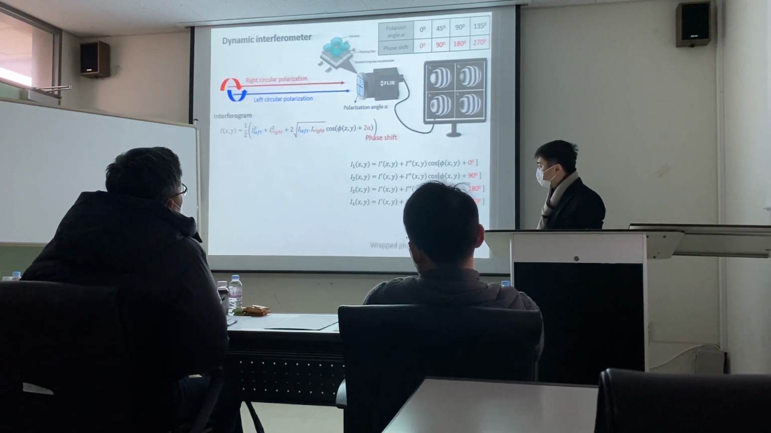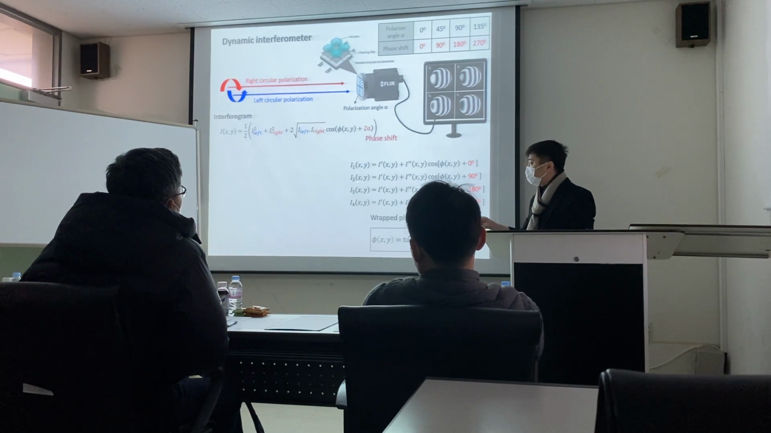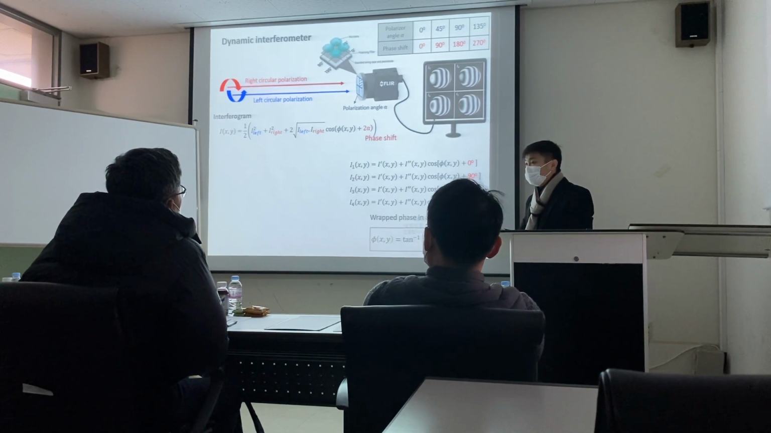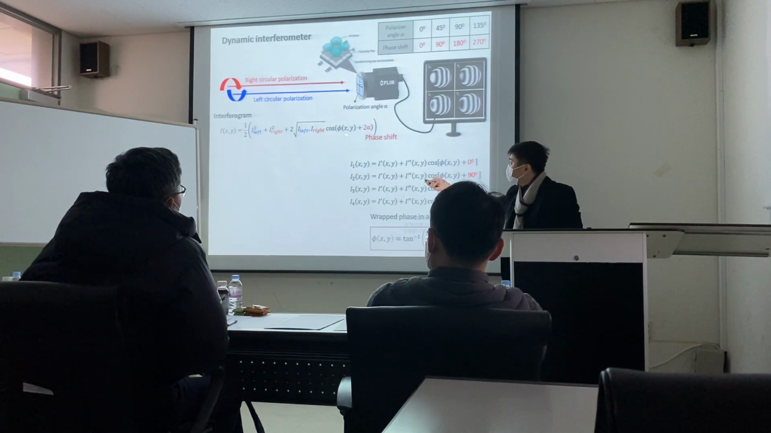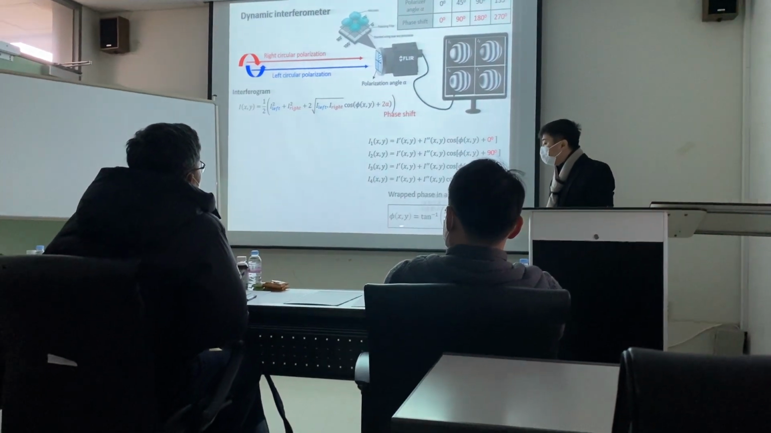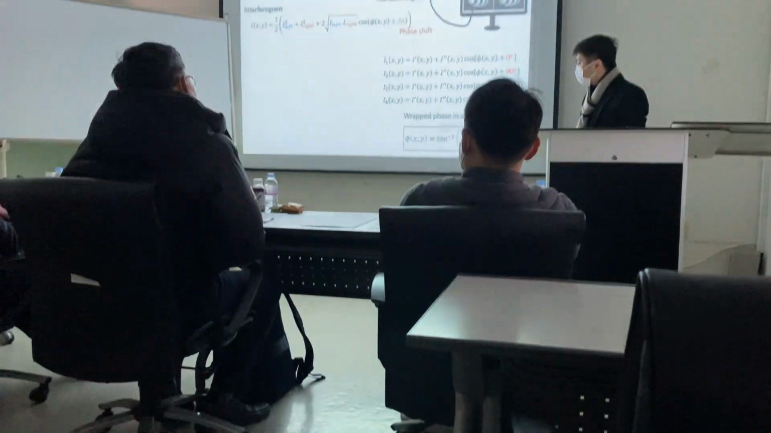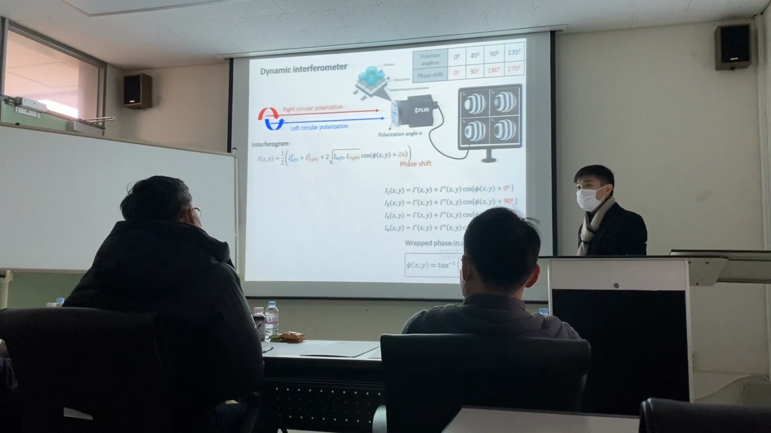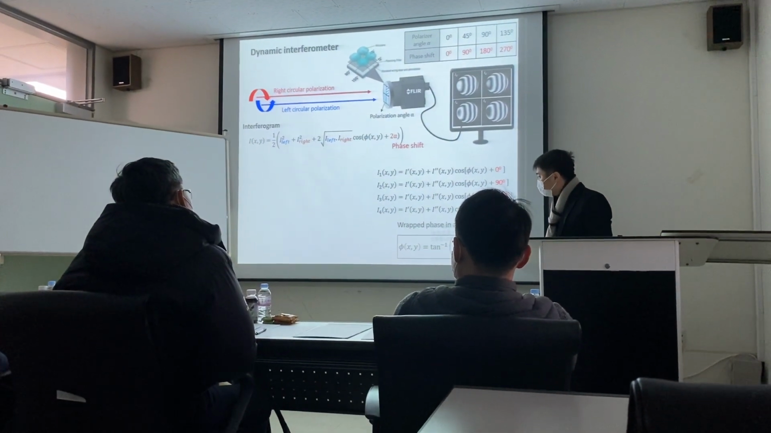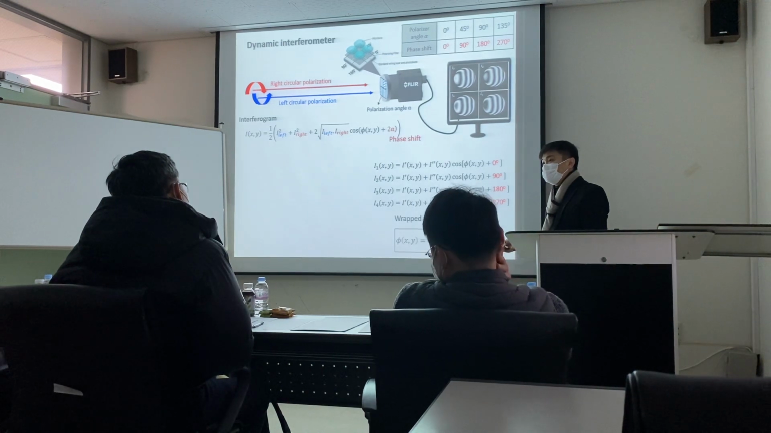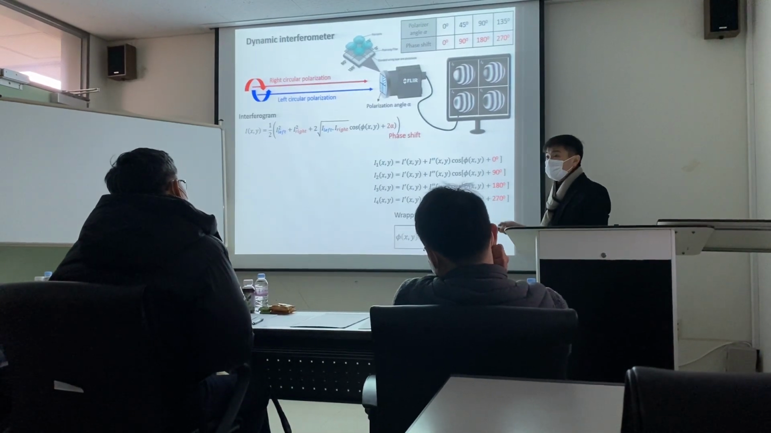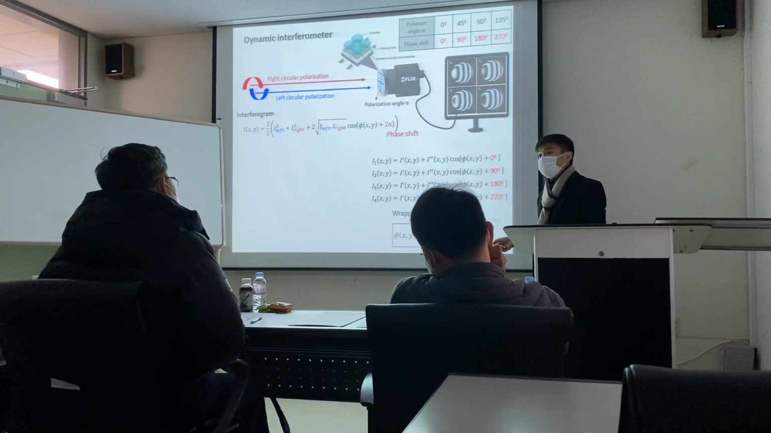Apply the 4-bucket algorithm. I subtract I4 from I2, and I1 from I3, so we get the phase. The initial phase is obtained by taking the arctangent of the ratio between the two. This is the wrapped phase at one point, at pixel X of the CCD. To get the full area, I apply that equation for all of the pixels in the CCD.